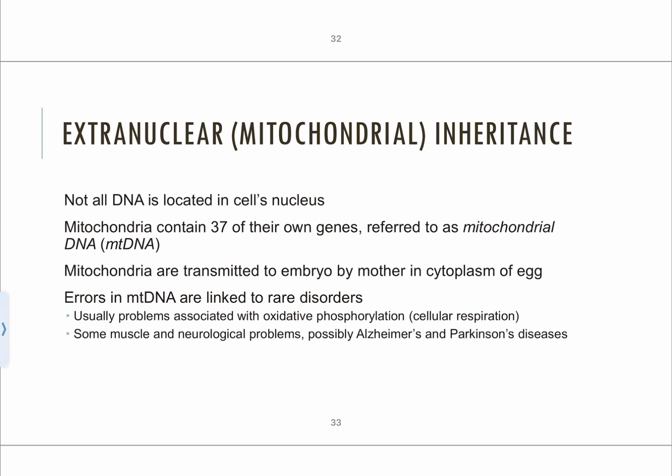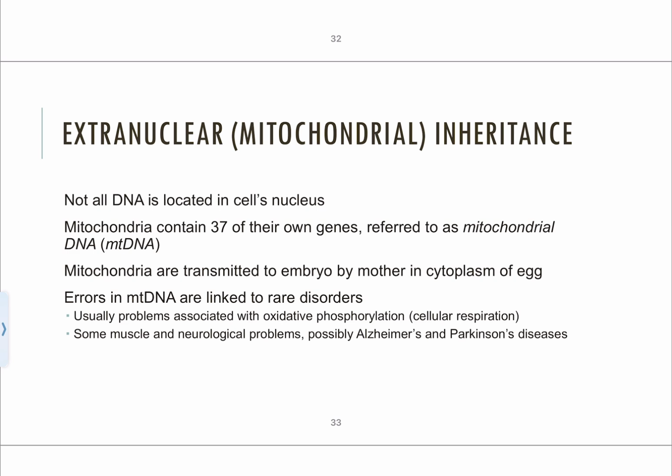And the last thing we need to talk about is extranuclear inheritance. So what we're referring to here is DNA that's located in the mitochondria and not in the nucleus itself. So our mitochondria contain 37 genes of their own that we refer to as mitochondrial DNA. And the mitochondria are transmitted to the embryo by the mother because the ovum donates essentially all of the cytoplasm in the fertilized egg.